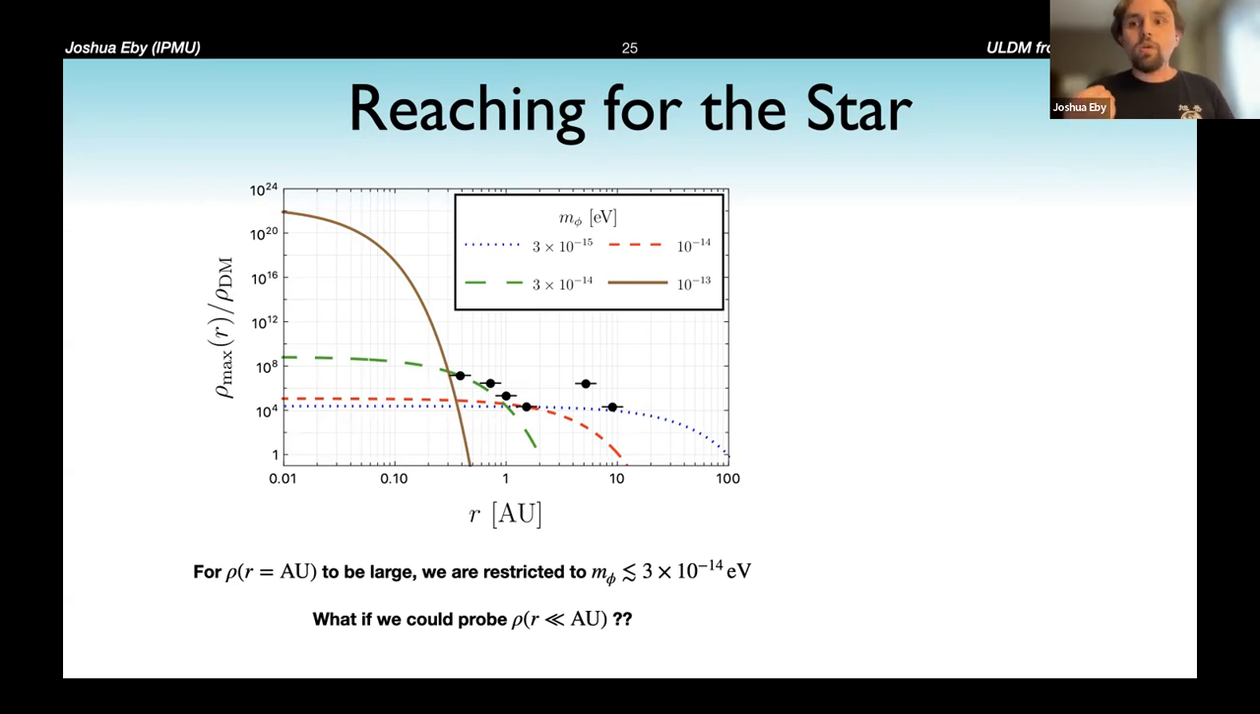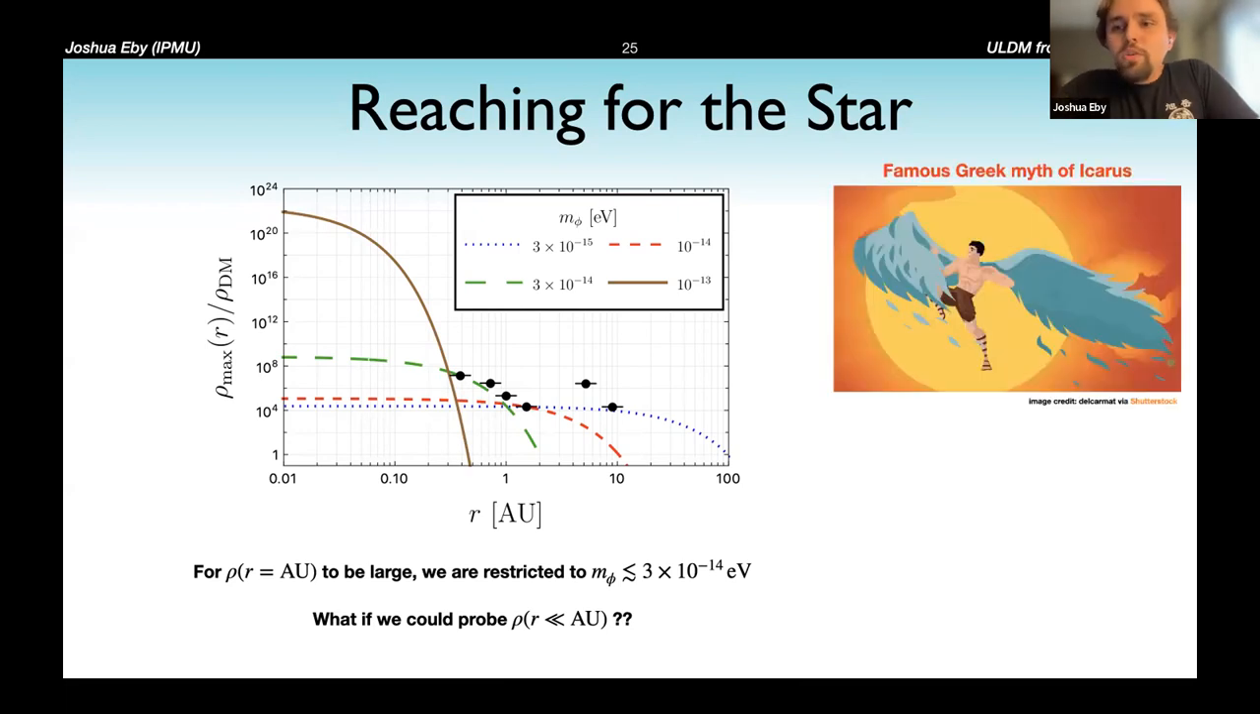If such solar halos formed at these masses, which again, we'll answer in our paper, I think the answer is yes, by the way, just to give you a preview, these inner parts of the solar system might be really ideal places to search, because the densities that respect all existing experimental limits can still be very large. So we just asked the question, what if we could probe R much less than an AU?